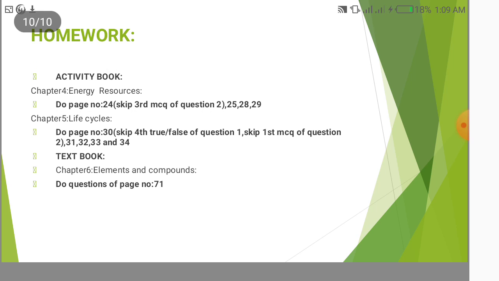Today's homework is to do the activity book, page number 24 of chapter 4. Skip the third MCQ of question 2 and do pages 25, 28, 29 of the activity book of chapter 4. Then do chapter 5, pages 30, 31, 32, 33 and 34 of your activity book. And next you are going to do textbook work, chapter 6, elements and the compounds. Do the questions of page number 71 on your copies, and I am giving you a worksheet. You have to print it, solve it and paste it on your copies.